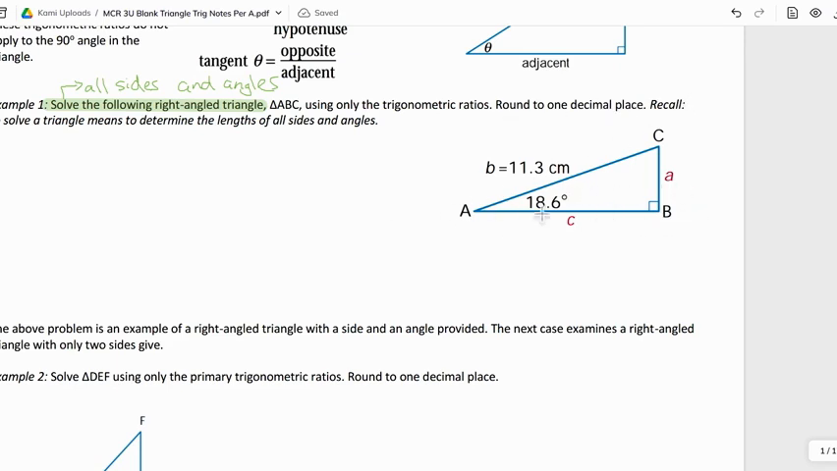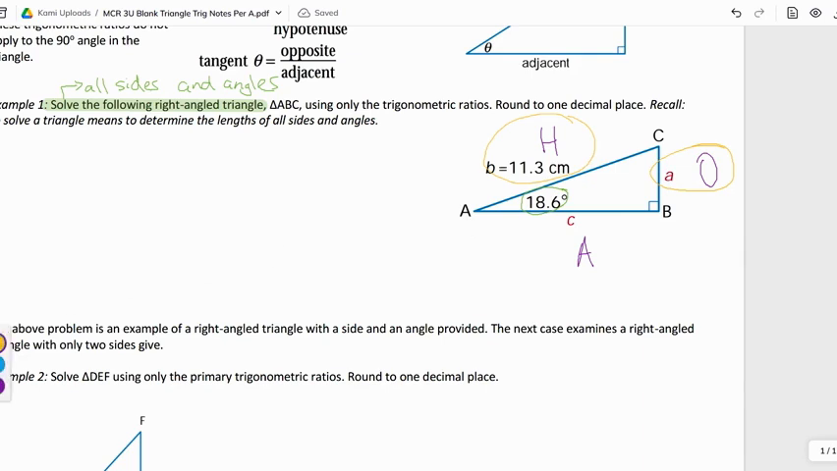All right. So as I start, I'm going to first label my triangle. I am given an angle of 18.6. I'm going to make that my angle of interest, and I'm going to label the triangle based on that angle. Opposite, hypotenuse, adjacent. We will do that for C. Let's circle what we have. So we have the hypotenuse, and what we want. Let's start by finding the length of side A.